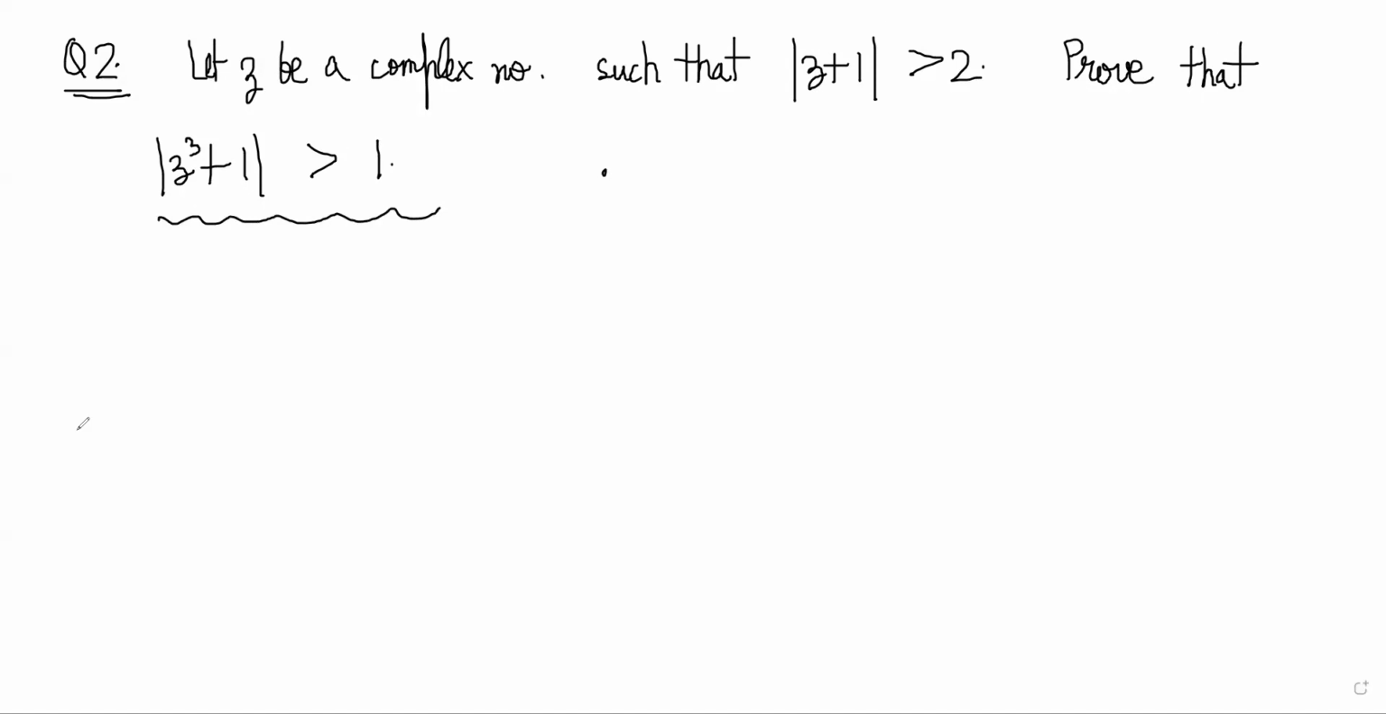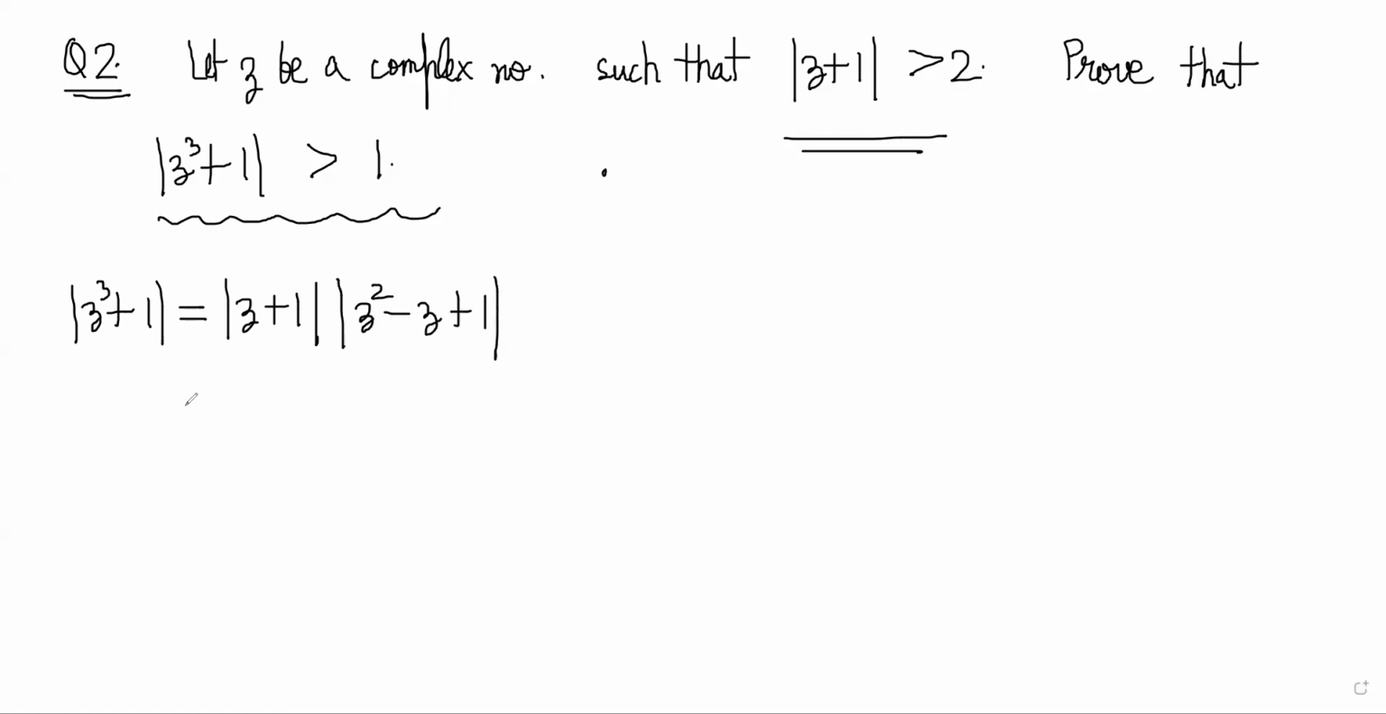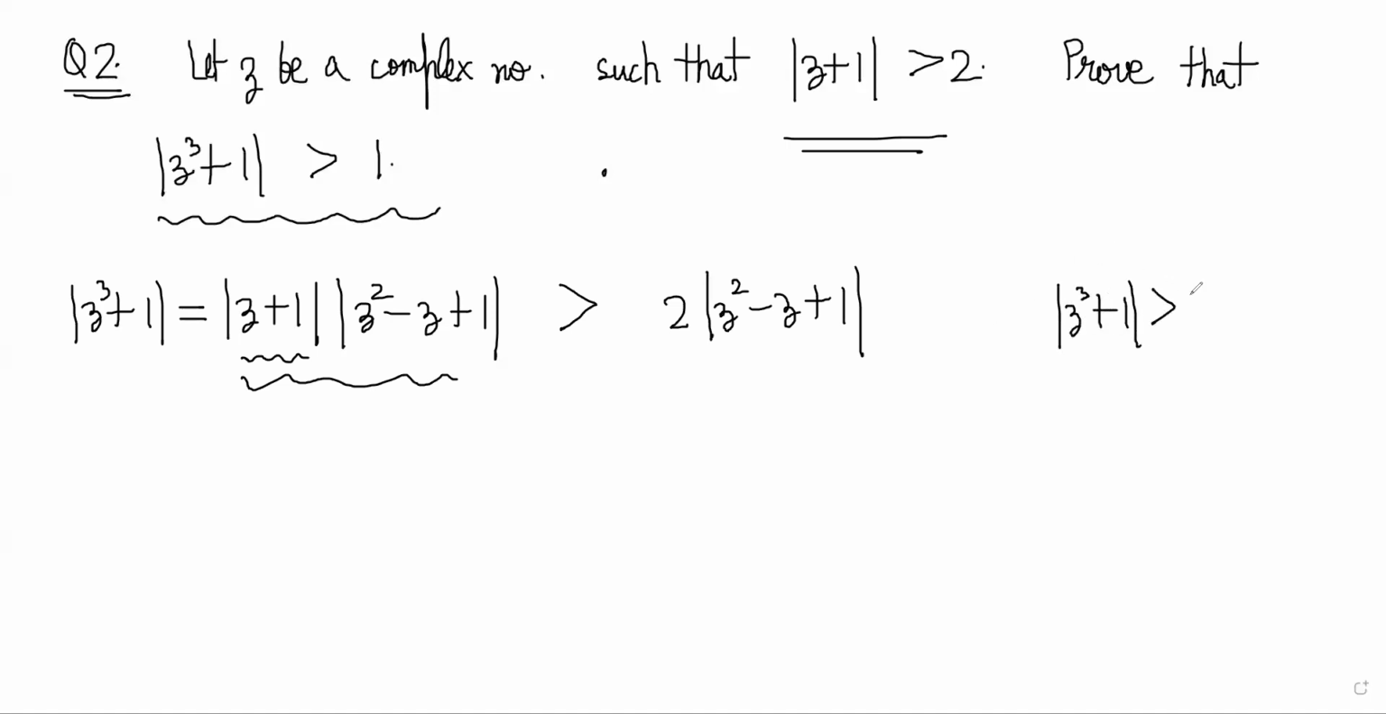This is the question. So let's think about what we can do here. Now, mod of z cube plus 1, using algebraic identities, I can write it as mod of z plus 1 times z square minus z plus 1, right? Now, this means that this is greater than 2 times mod of z square minus z plus 1, because mod of z plus 1 is greater than 2. So we have an inequality right now. We have that mod of z cube plus 1 is greater than twice mod of z square minus z plus 1.